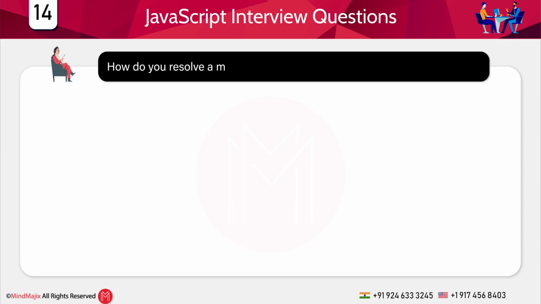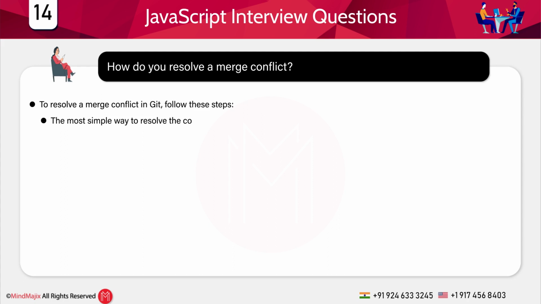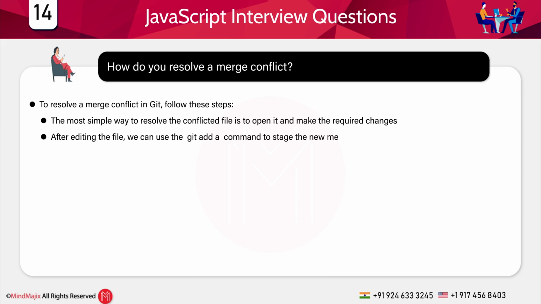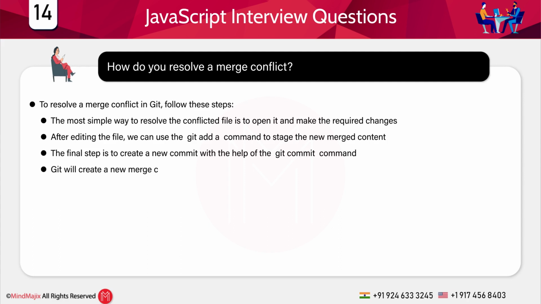How do you resolve a merge conflict? To resolve a merge conflict in Git, following are the steps. The first step, the simplest way to resolve the conflicted files is to open them and make the required changes. After editing the files, we can use the git add command to stage the new merged content. The final step is to create a new commit with the help of the git commit command. Git will create a new merge commit to finalize the merge. So for a merge conflict, first of all open the conflicted files, then edit them. After that, using the commit command, you can add those files.